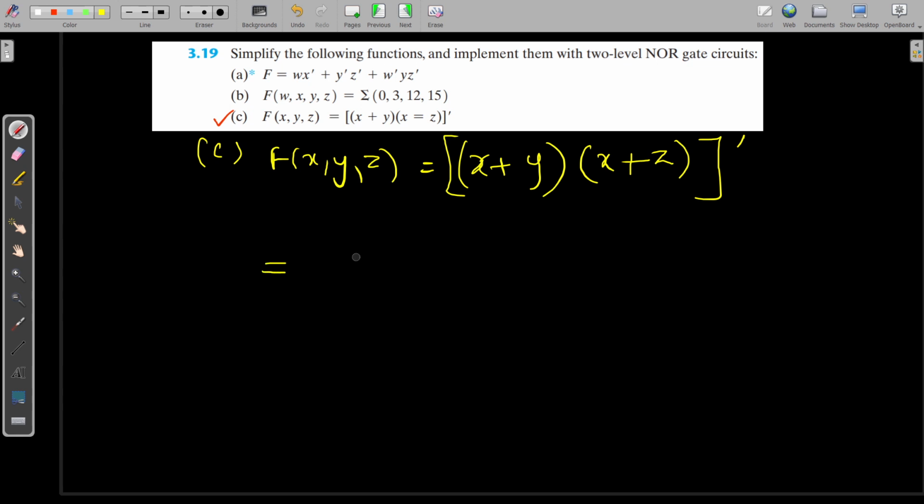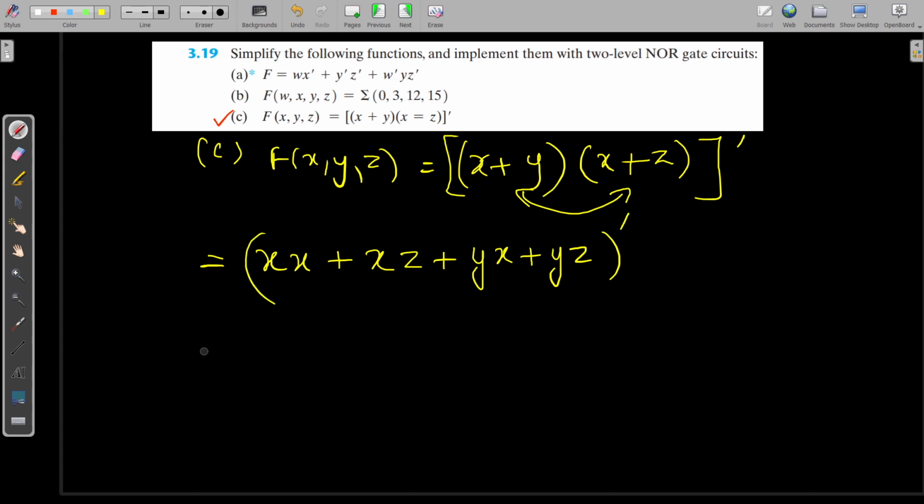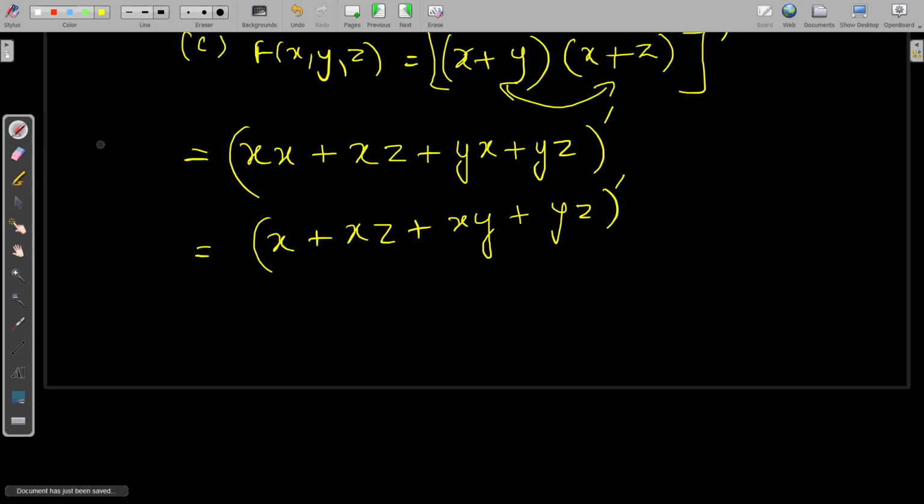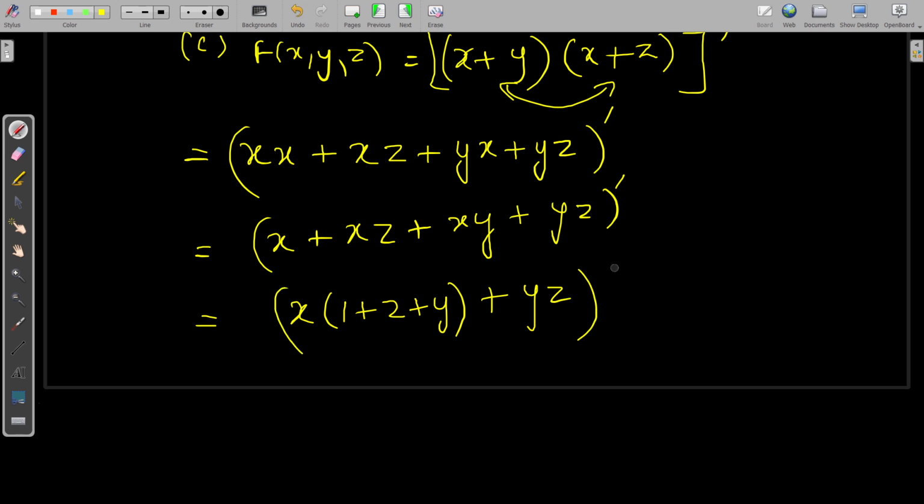Okay, so I'm going to expand this, so we are going to apply the distributive law between these two. So we'll get this as x plus xz plus yx plus yz the whole dash. We know that xx becomes x, plus xz plus, this can be written as xy plus yz the whole dash. So if you take x outside, it is 1 plus z plus y, plus yz the whole dash.